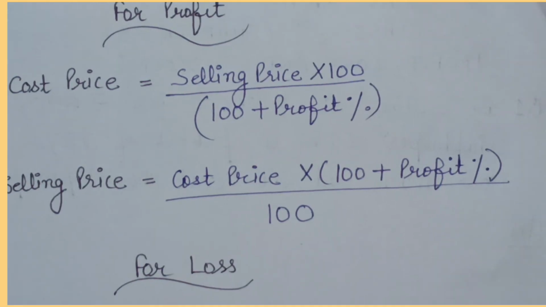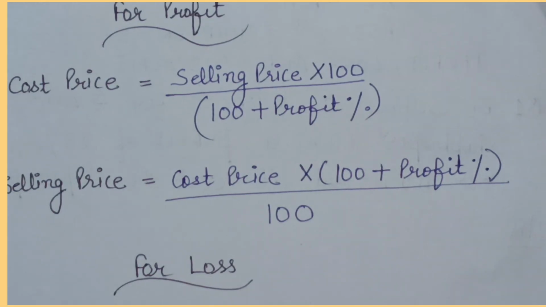Our next term is profit percent. Profit percent is the profit that would be obtained for a cost price of rupees 100. Profit percent formula: profit percent is equal to profit upon cost price multiplied by 100.